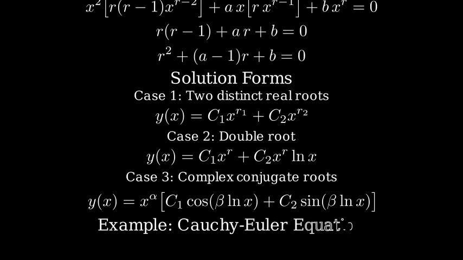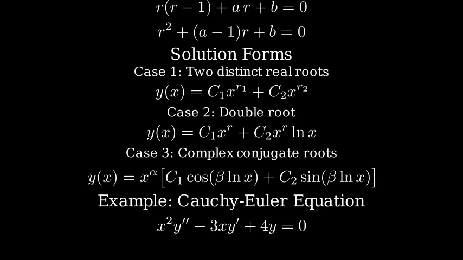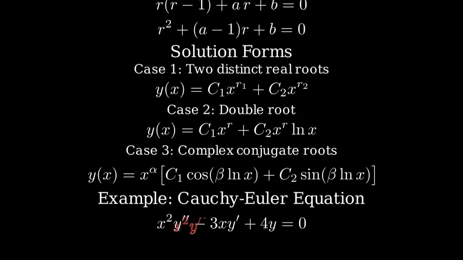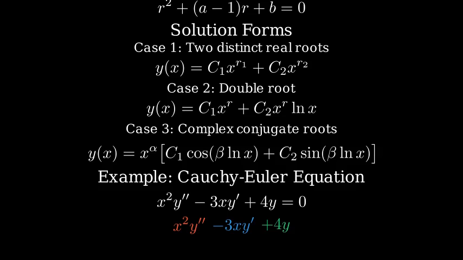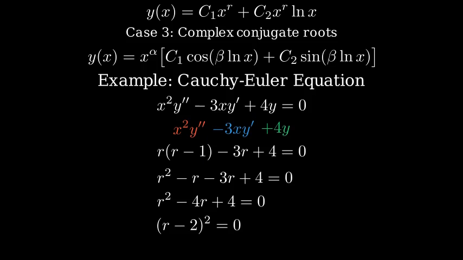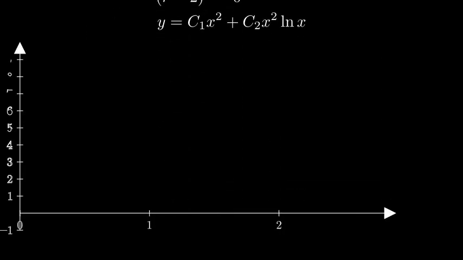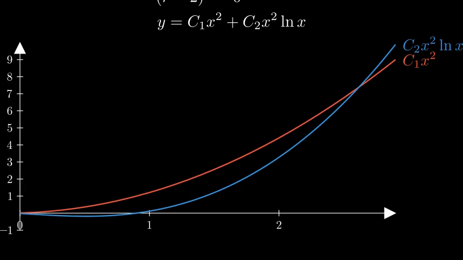Consider the differential equation x squared y double prime minus 3x y prime plus 4 y equals 0. This is indeed a Cauchy-Euler equation, since the powers of x match the pattern we discussed. The characteristic equation is r times r minus 1 minus 3 r plus 4 equals 0, which simplifies to r squared minus 4 r plus 4 equals 0, or r minus 2 squared equals 0. We have a double root, r equals 2, so the general solution is y equals c1 times x squared plus c2 times x squared times natural log of x.